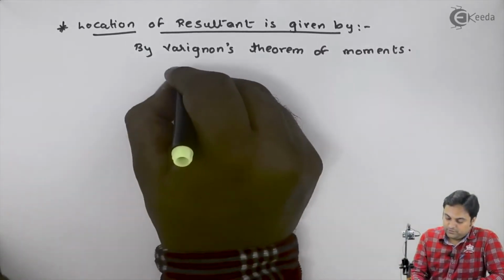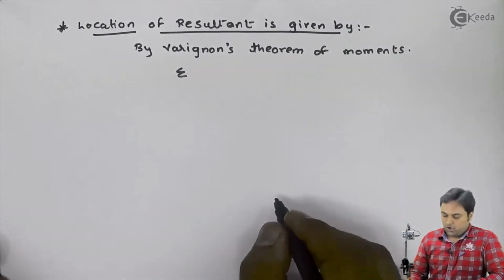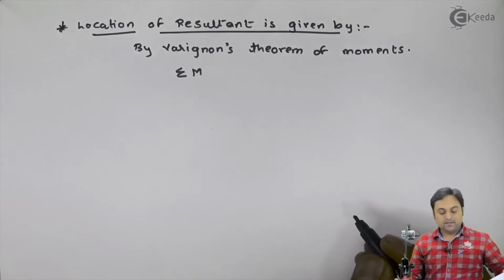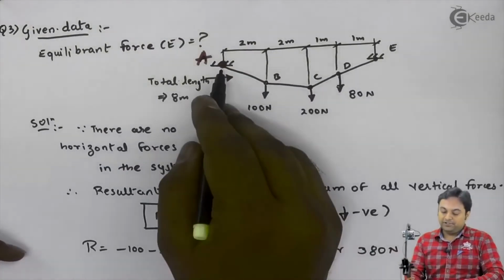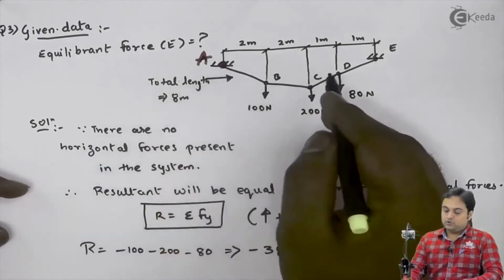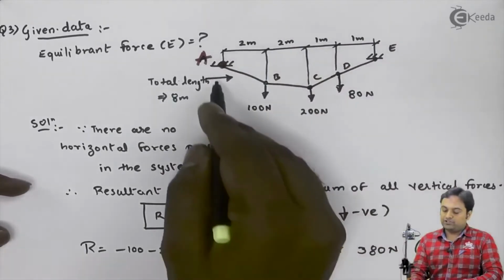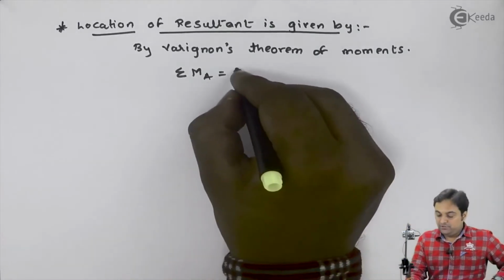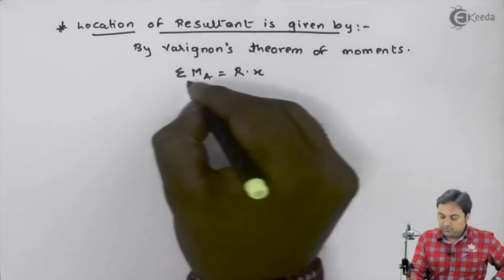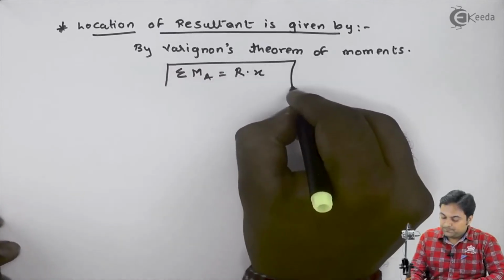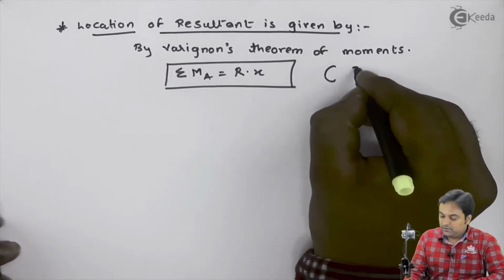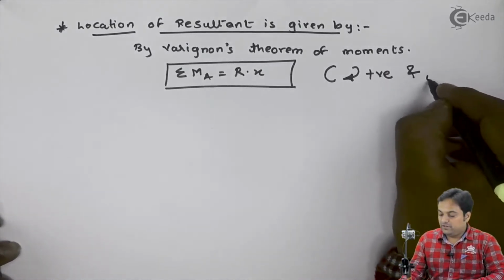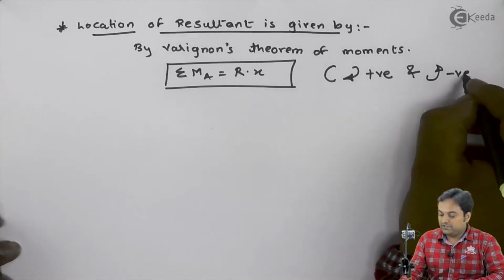I will write down the sum of moments of all forces about the reference point. Here in this case it is A. The sum of moments of all forces about point A will be equal to the moment of the resultant, which is R into X. Here I have to consider all clockwise moments as positive, and all anti-clockwise moments as negative.